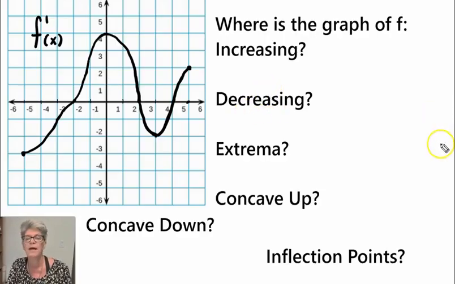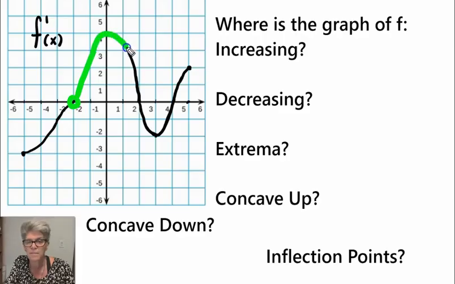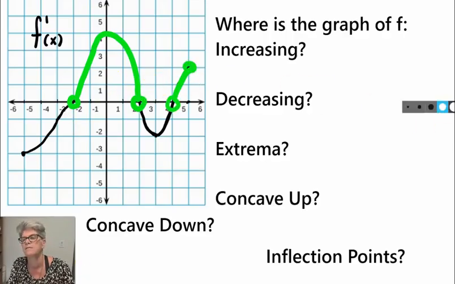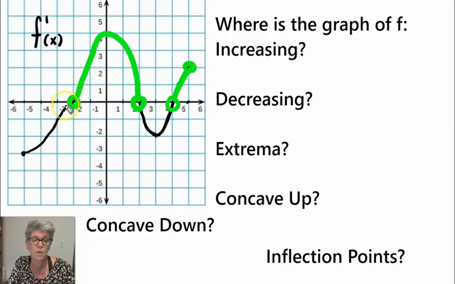Where is the graph of f increasing? Well, the graph of f is increasing wherever the graph of f prime is above the x-axis. And it's going to be above the x-axis on this part here, and then on that part there. So the graph of f is going to be increasing whenever the graph of f prime is above the x-axis.